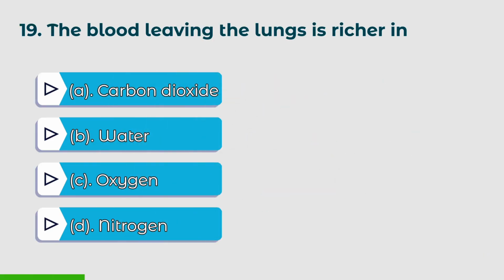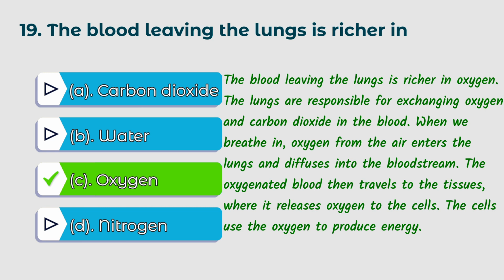19th question. The blood leaving the lungs is richer in options: A. Carbon dioxide, B. Water, C. Oxygen, D. Nitrogen. The right answer is C. Oxygen. The blood leaving the lungs is richer in oxygen. The lungs are responsible for exchanging oxygen and carbon dioxide in the blood.